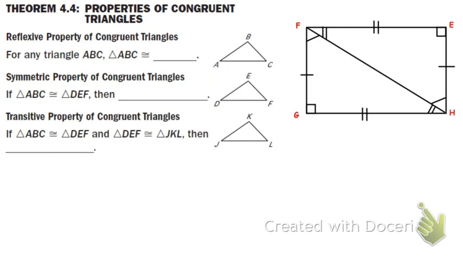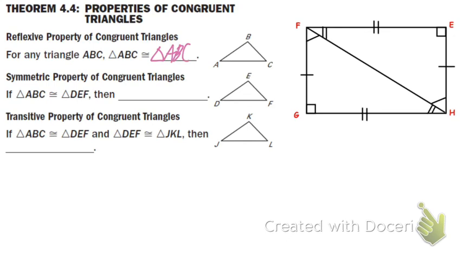All right. Reflexive property for congruent triangles. You guys remember the reflexive property? What did the reflexive property basically say? If you flip it, it's the same thing. That's the symmetric property. The symmetric property is if you flip it around. The reflexive property says something is congruent to itself. So for any triangle, triangle ABC is congruent to triangle ABC. Any triangle is congruent to itself.